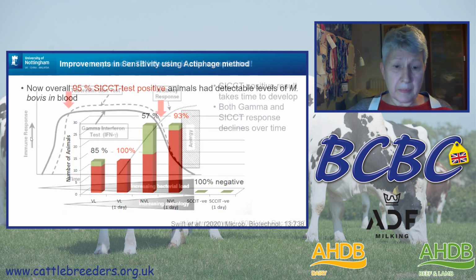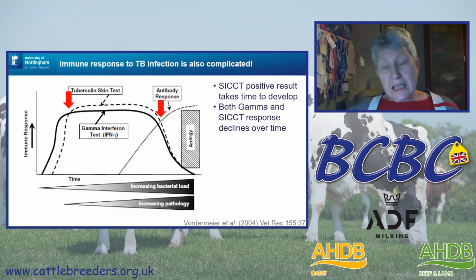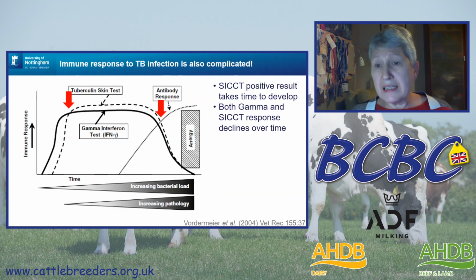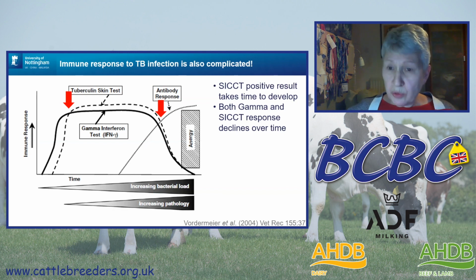So we talked about MAP and the fact that the immune response is complicated. And not surprisingly, in TB, the immune response is also complicated. So again, this is a diagram that Martin Vordermeier from APHA produced many years ago. It's been reproduced many, many times. But what we know is that this is a sort of pattern.